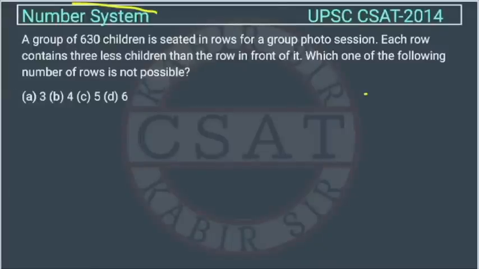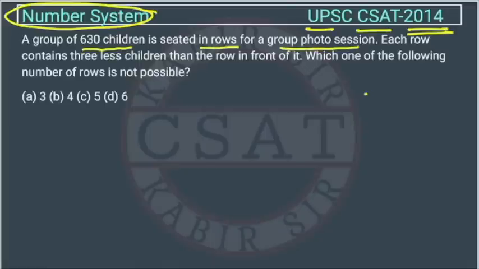This is a question from the number system chapter asked by UPSC in the CSAT paper of 2014. A group of 630 children is seated in rows for a group photo session. Each row contains 3 less children than the row in front of it. Which one of the following number of rows is not possible?